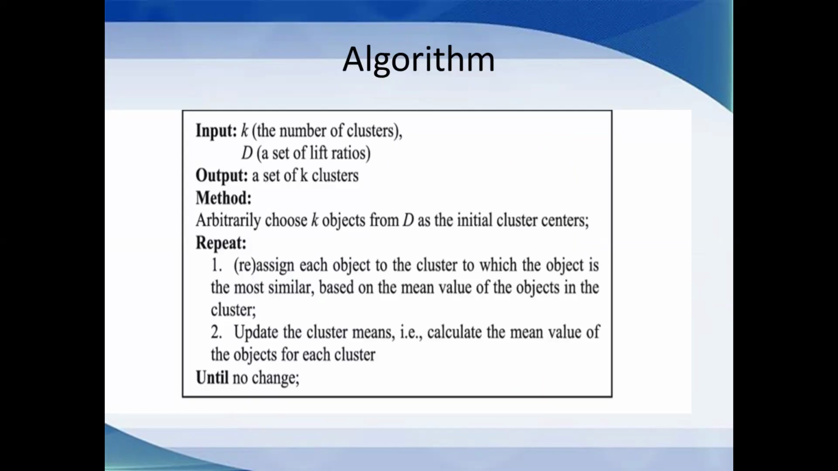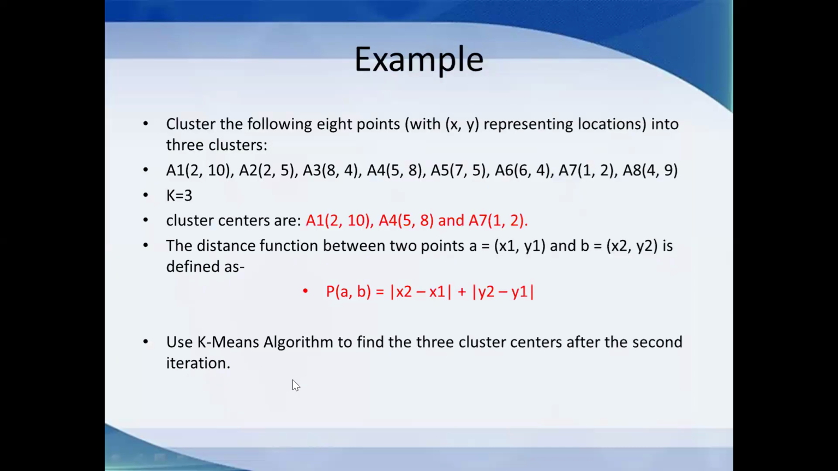So this slide shows the steps of the algorithm in the pseudocode form. So it selects K objects from D, the total number of data points. Then it assigns the data points to the appropriate cluster based on the distance between the centroid and the point. See, once the clusters are formed, it updates the clusters by calculating the means of the cluster. So this process is repeated until there is no change in the clusters.